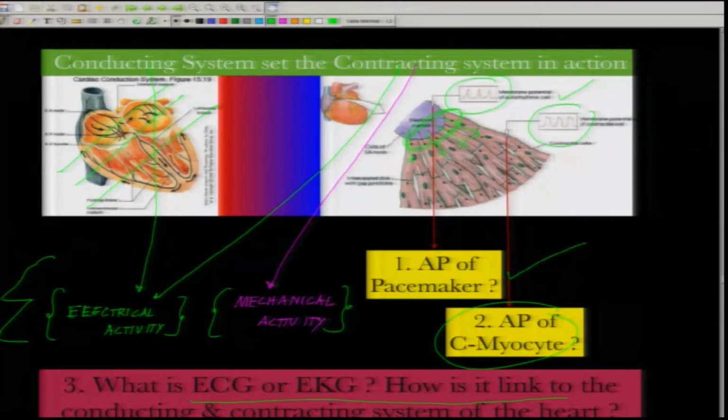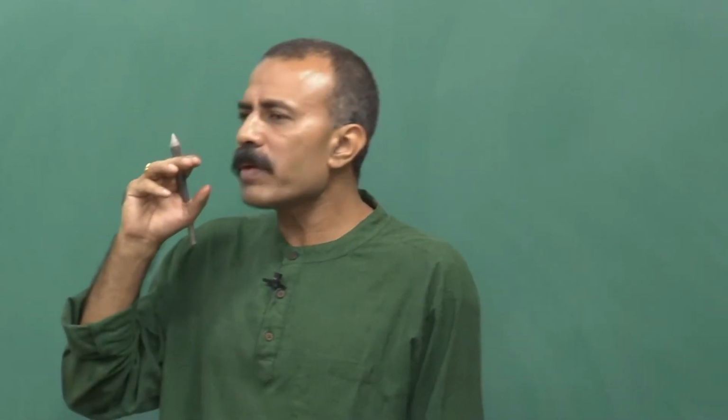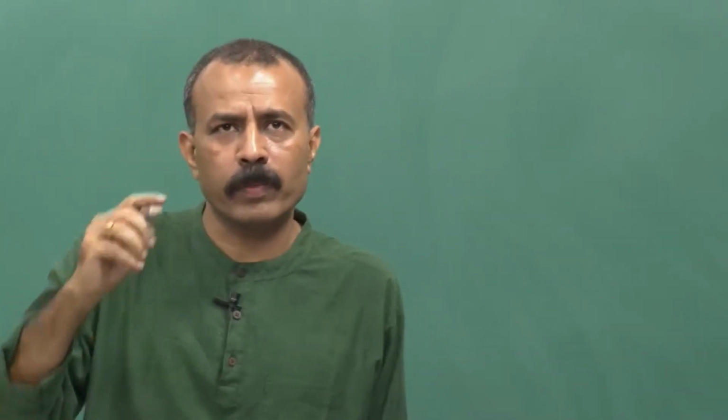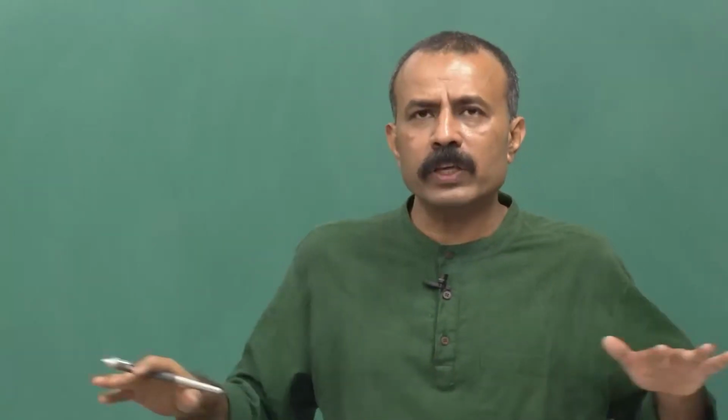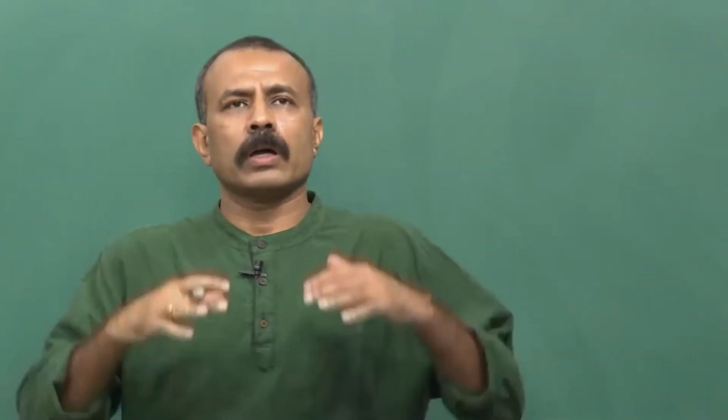So, there are three ways you can look at it. One of the ways is you analyze the action potential of individual pacemaker cells or the whole pacemaker circuit. You analyze the action potential of individual cardiomyocytes or the population of cardiomyocytes. Or when you integrate these two electrical activities, this heart behaves as a complete electrically active system.